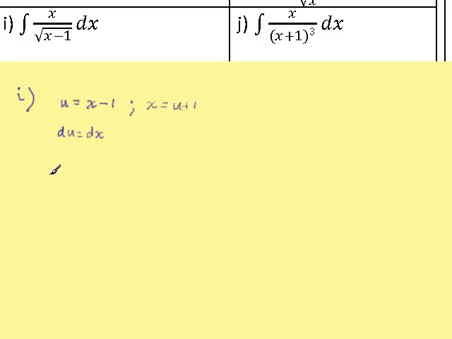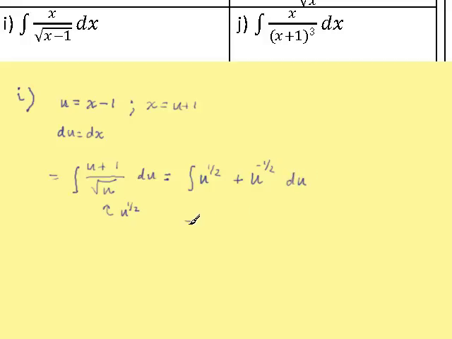So now we're ready to substitute. In the denominator we have square root u, and in the numerator we have x, which is u plus 1. So this turns into an integrand that we could integrate using the power rule once we divide by square root u. All right, square root u, that's u to the 1/2. So let's do that. First divide. Rewrite this integrand. U divided by u to the 1/2 is u to the 1/2, plus 1 over u to the 1/2, that's u to the minus 1/2 du.